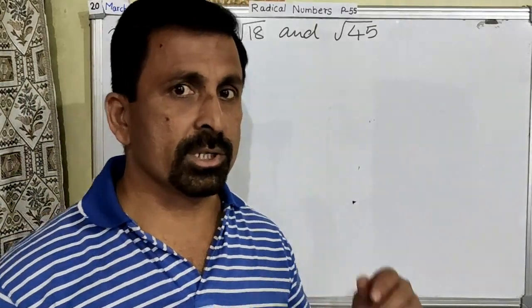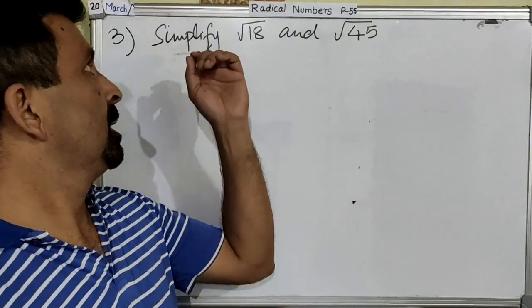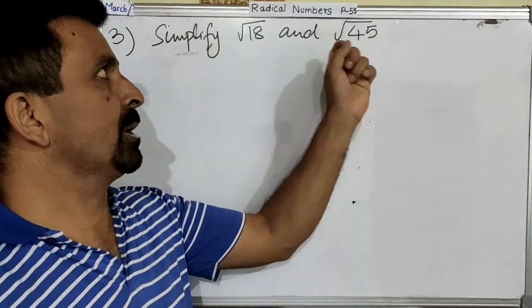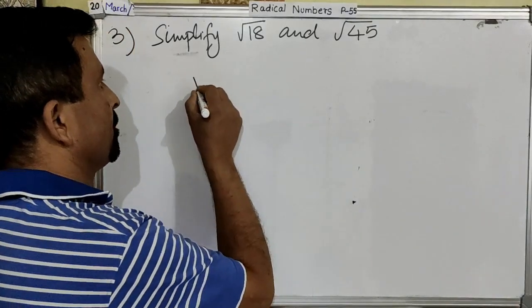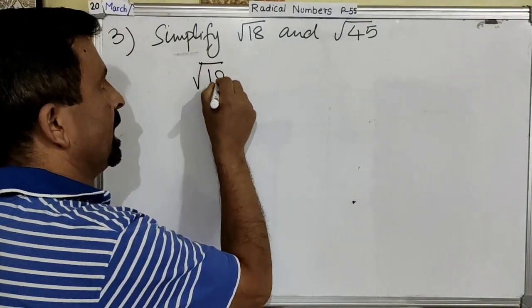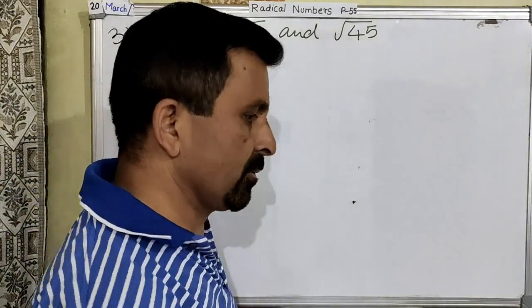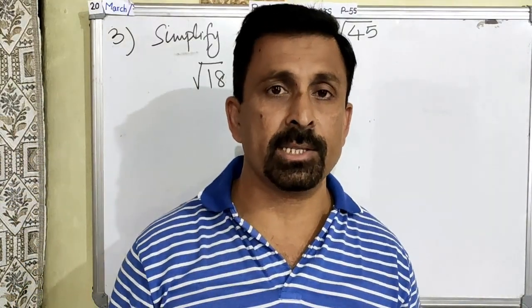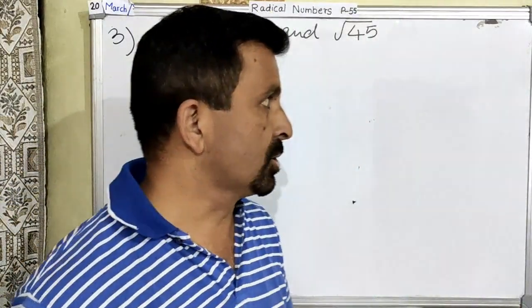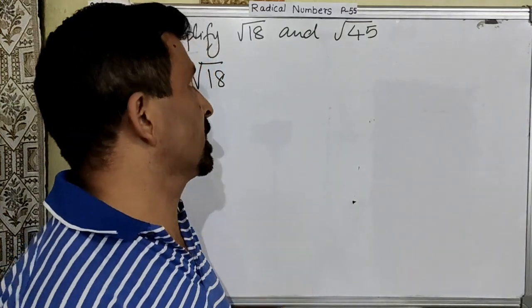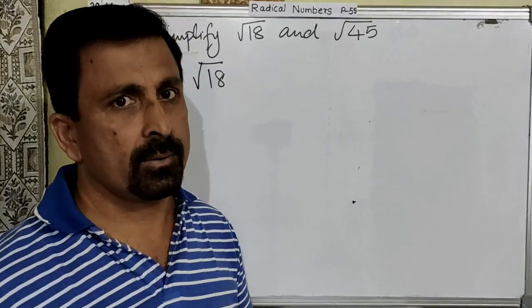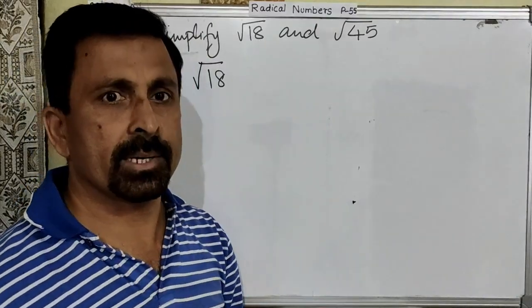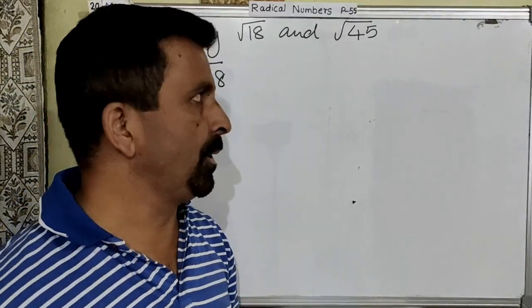Now we are moving on to question number 3. A very simple question. Simplify root 18 and root 45. Root 18. I told you that every radical question will be simplified by the factorization method. So for all the questions we are going to use the same method. I am going to write the prime factor or the general factor of this radicand. It depends on how comfortable you feel.